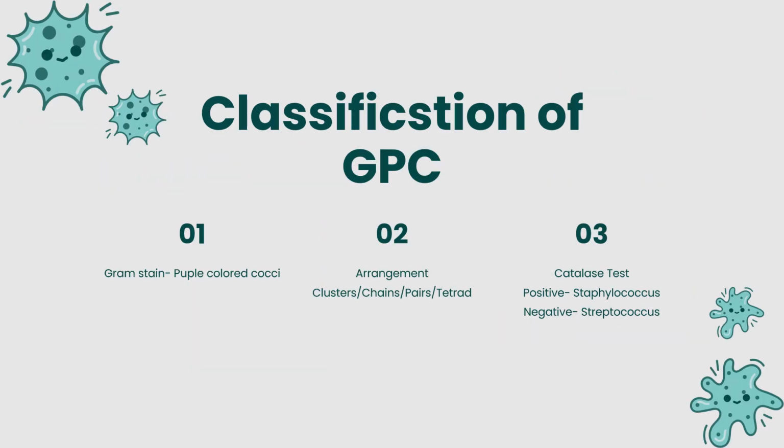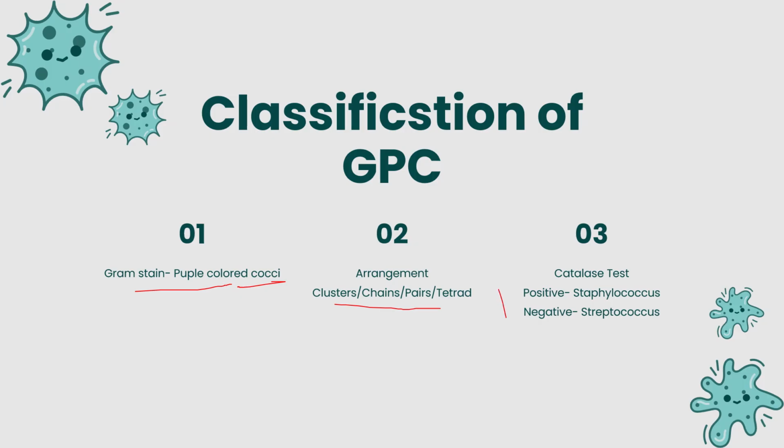So for now you have seen classification. First of all, we will do gram stain and classify if it is purple or pink. If it is purple, we call them gram positive. If it is spherical or rod, if it is spherical, we call them cocci. So they are gram positive cocci. Then we look at the arrangement after they have divided. Either it is cluster, we call it staph. If it is chain, we call it streptococcus. If it is pairs, we call it pneumococcus. If it is in tetrad, we call it micrococcus.